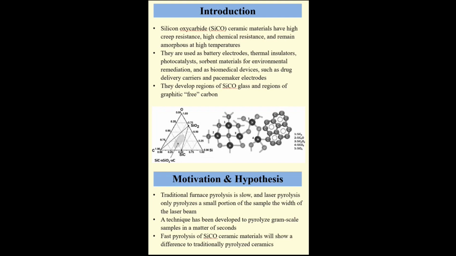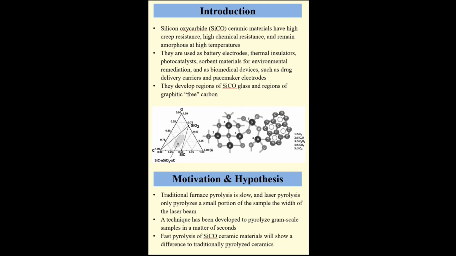They have two main chemical regions, a glassy domain of silicon atoms coordinated to oxygen and carbon atoms, and a graphitic carbon phase referred to as free carbon. These ceramics are formed through pyrolysis, which is heating the precursor to temperatures at or above 600 degrees C.